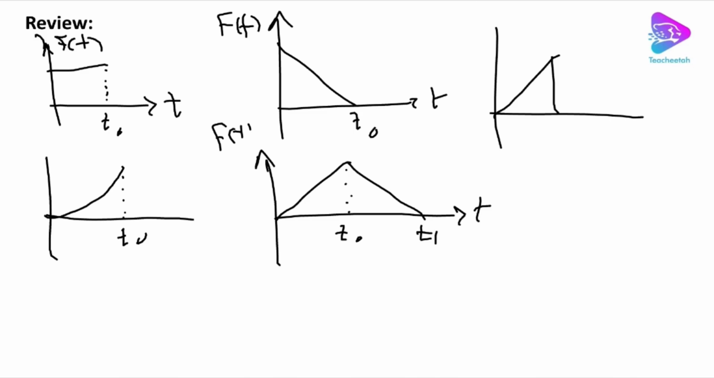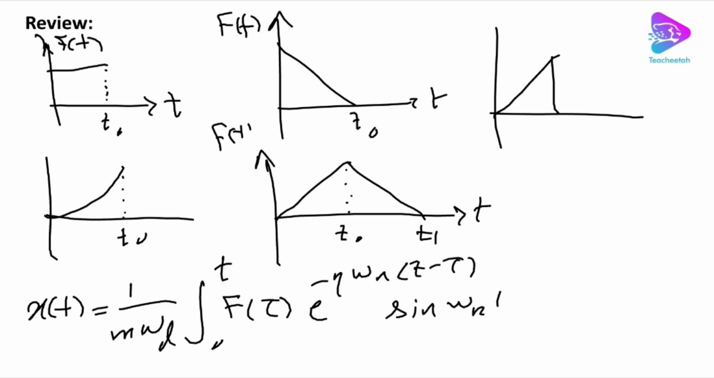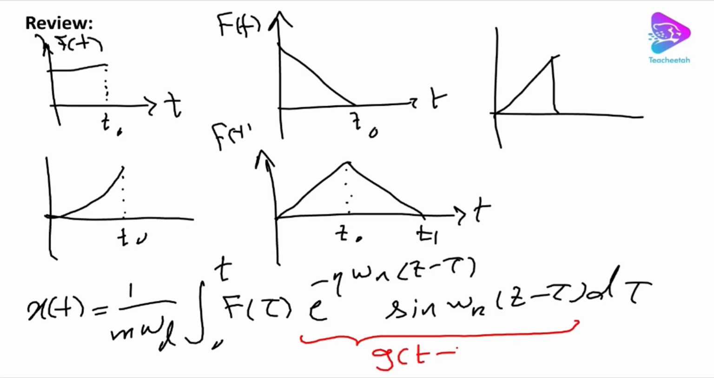Before we continue, I just want to say that we can define that component of the integral, x(t), as equal to 1 over m omega_d, the integral from 0 to t of F(tau) e to the minus zeta omega_n (t minus tau) sine omega_d (t minus tau) d tau. If you remember from before, this component we can call g(t minus tau). In fact, g(t) is just this without the t minus tau, only t, right? So keep that in mind.